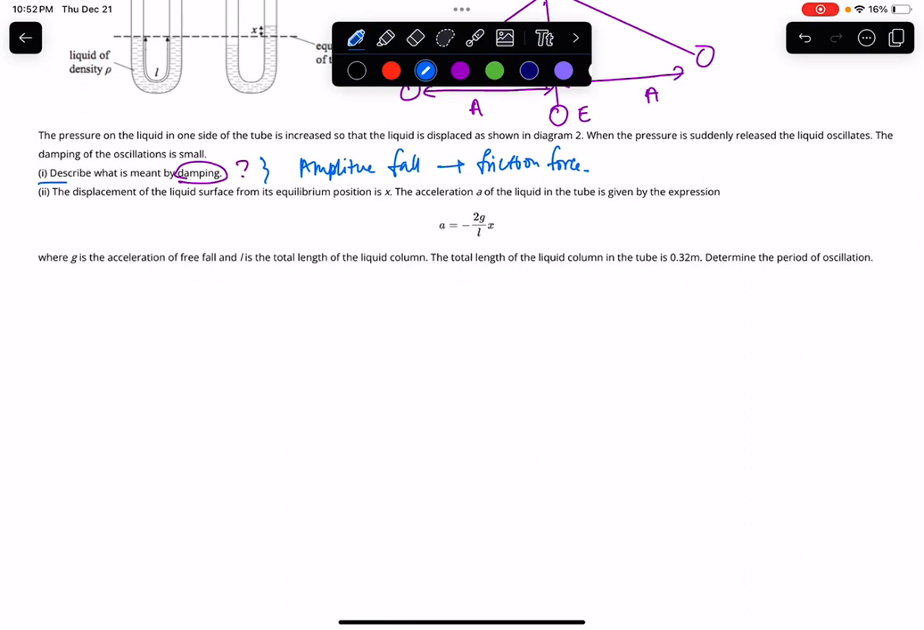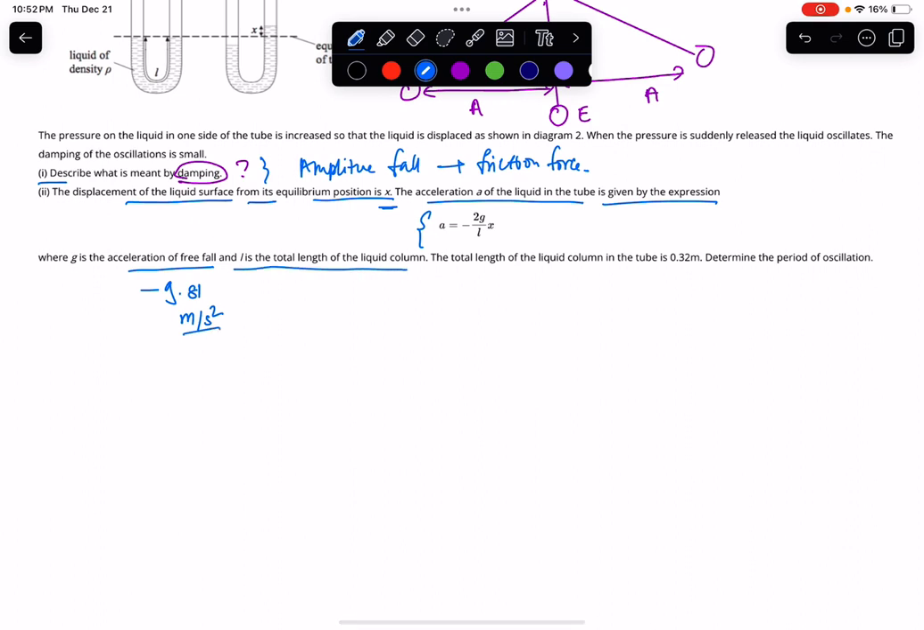Now let's look at part 2. The displacement of a liquid surface from its equilibrium position is x, and the acceleration a of the liquid in the tube is given by the following expression. Here g is the acceleration of free fall, so we can assume this to be negative 9.81 meters per second squared, and L is the total length of the liquid column. In this case, L is 0.32 meters, and they're asking us to determine the period of the oscillation.